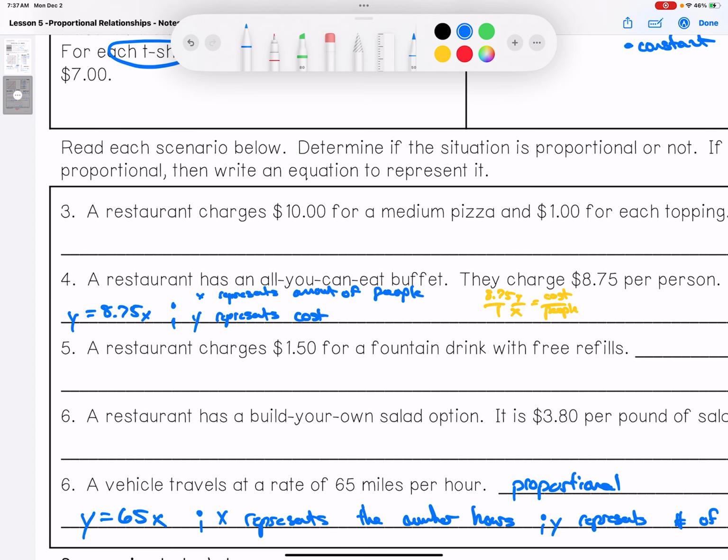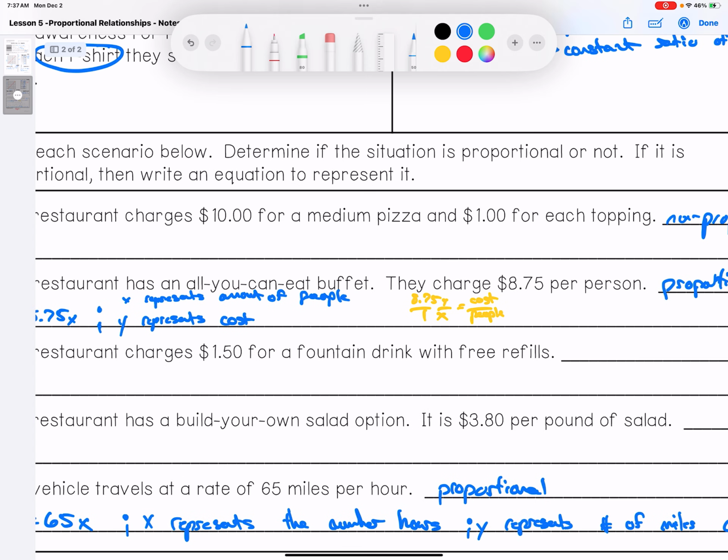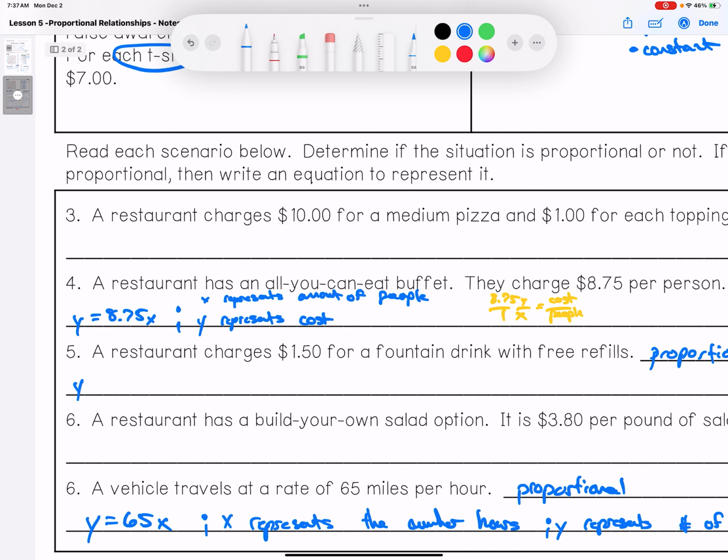A restaurant charges $1.50 for a fountain drink with free refills. So are you going to pay $1.50 for every drink? And you're not paying per refill. So it's just $1.50, and then you get a drink and unlimited refills. Is that changing? It is not changing. It is proportional, because no matter how many refills, you're going to pay $1.50. So y equals the rate of change, 1.5x, or 1.50 if you like that 0.